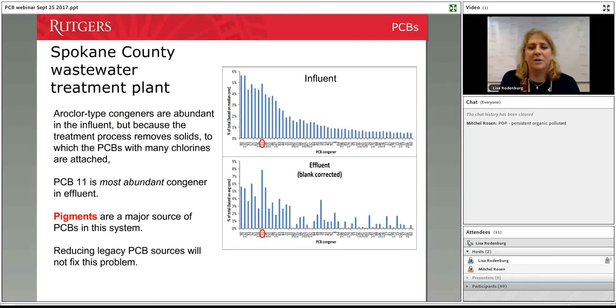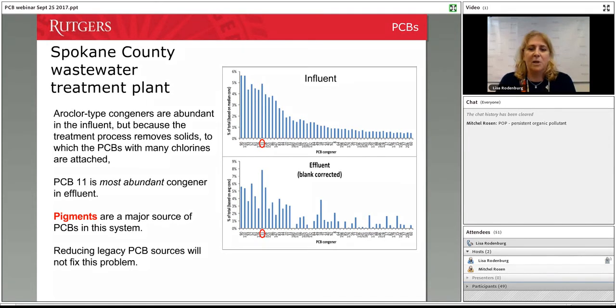Here's another example. This is Spokane County, Washington. I did some work with them trying to track down PCBs in their wastewater treatment stream. The top figure is showing the PCB congeners in their influent, what's coming into their wastewater treatment plant. They're roughly ordered from the most abundant congeners on the left to the less abundant congeners on the right.